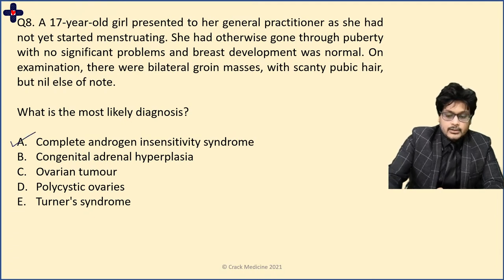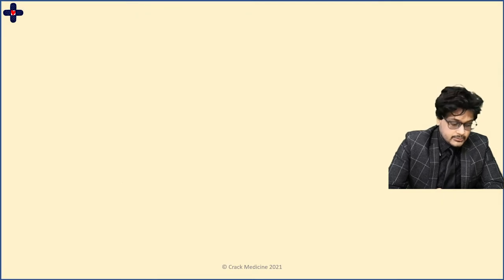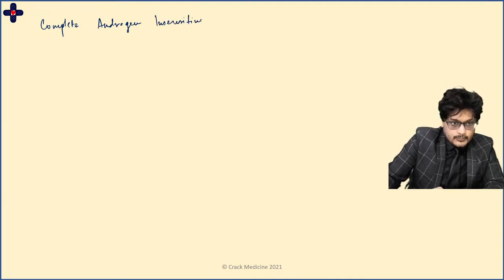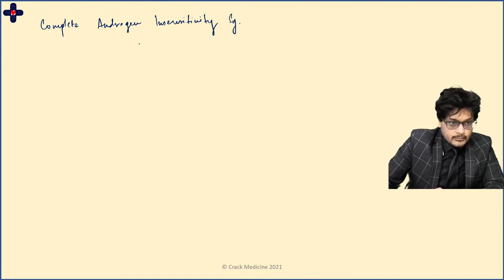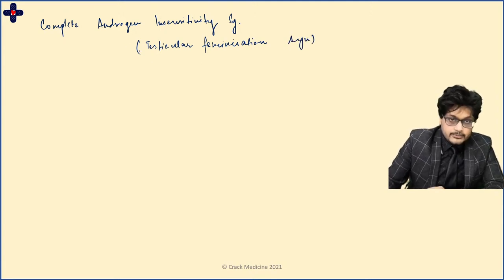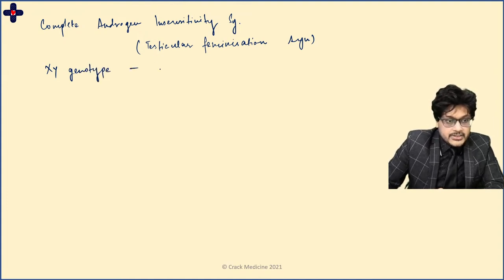Let's go with A. So this is the previously called testicular feminization syndrome or complete androgen insensitivity syndrome. Right? Now, the word I will write here, testicular feminization, not for you to get confused, but for you to understand the pathophysiology behind it. These two words make the whole thing quite simple, right? So the person is of XY genotype, but phenotypically the patient is a female.